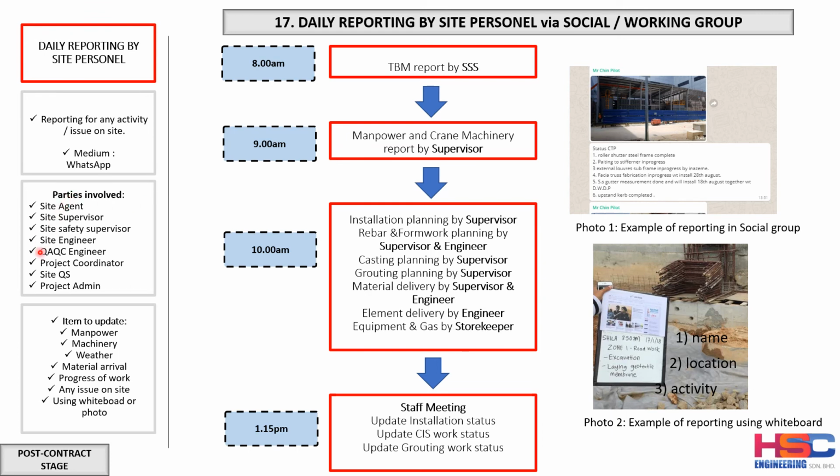Okay, these are all the parties involved. You can see here the site agent, site supervisor, the safety supervisor also, the engineer, and the project coordinator or the project admin. So what are the items that need to be updated daily? Of course, we need to update daily the manpower, the machinery, and the weather record. Although all these items can be recorded in the site diary, these are the items that we can update regularly in the WhatsApp group.